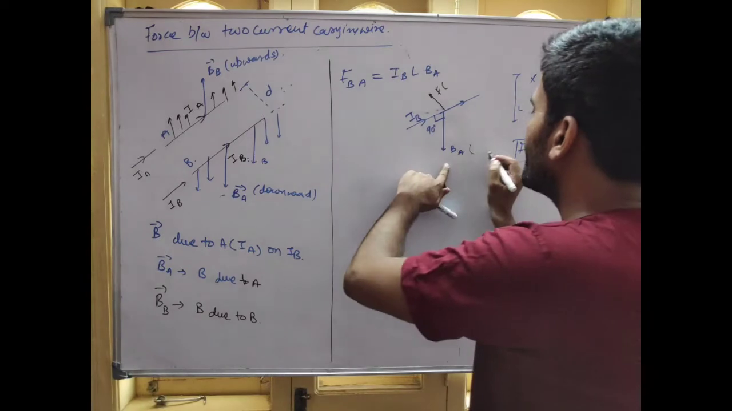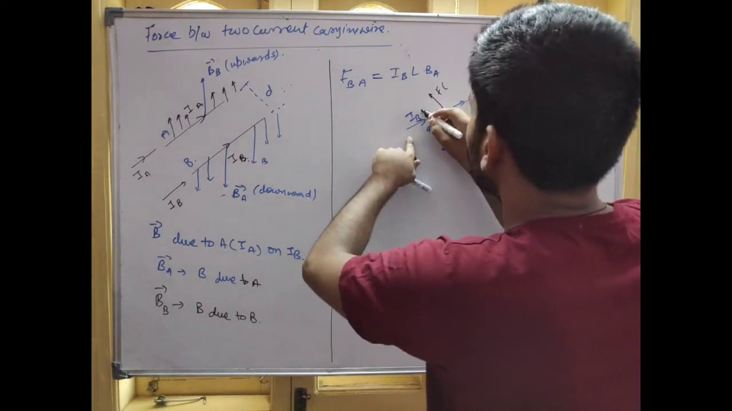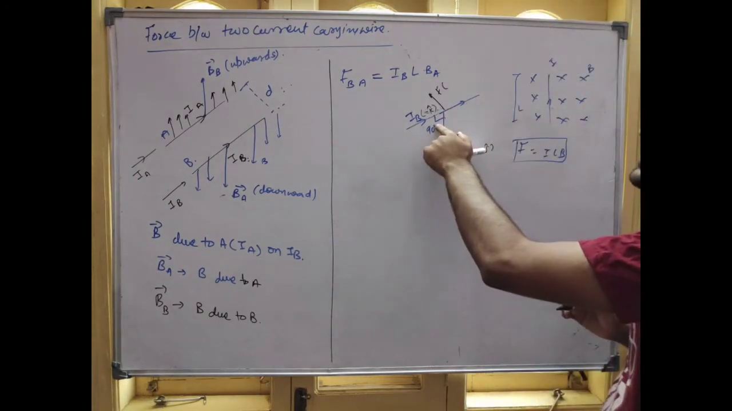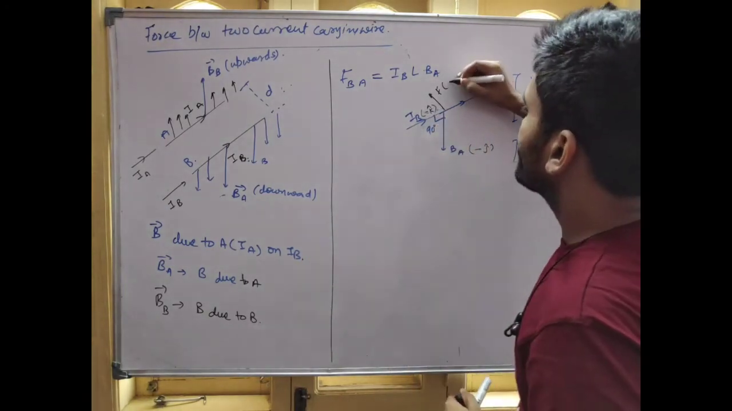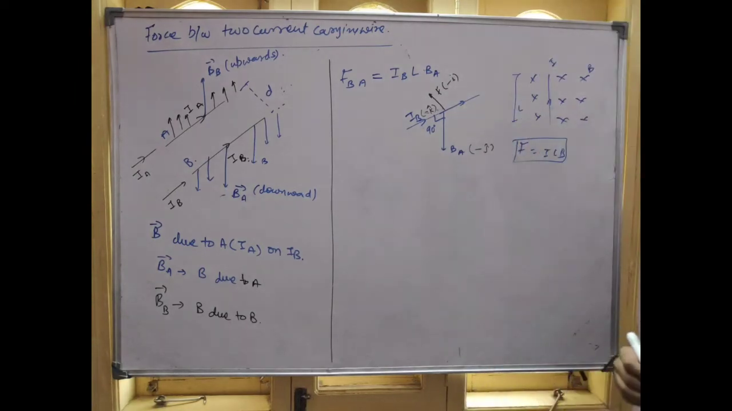See, B is minus j cap. I is minus k cap. Right? I is minus k. So it will be where? It will be minus i cap. Is the point clear? Tell me.